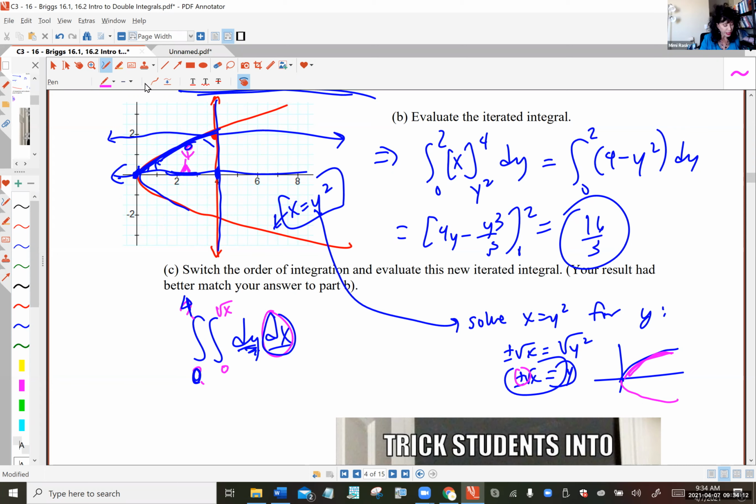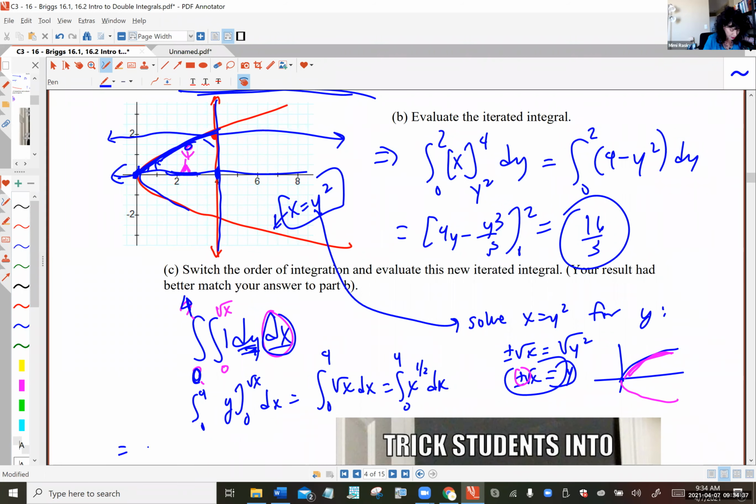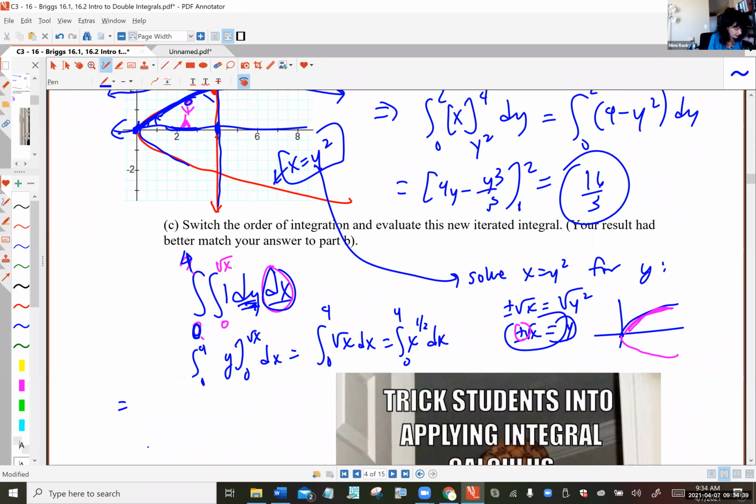And let's actually evaluate it and make sure that it also gives us 16/3, and it will. So let's just check it out. So I'm going to integrate with respect to y first. So the antiderivative of 1 is just y, and you're going from 0 to square root of x. And so now you're just going to integrate square root of x. Okay, fine. And that's the same as integrating x to the half, because I'm going to use the power rule. And so that's going to be what? The antiderivative of that, I think, is 2/3 x to the 3/2. And you'll evaluate between 0 and 4.